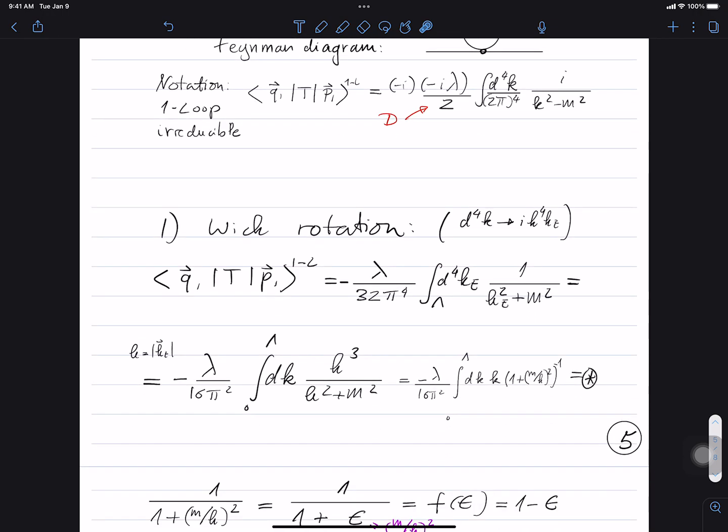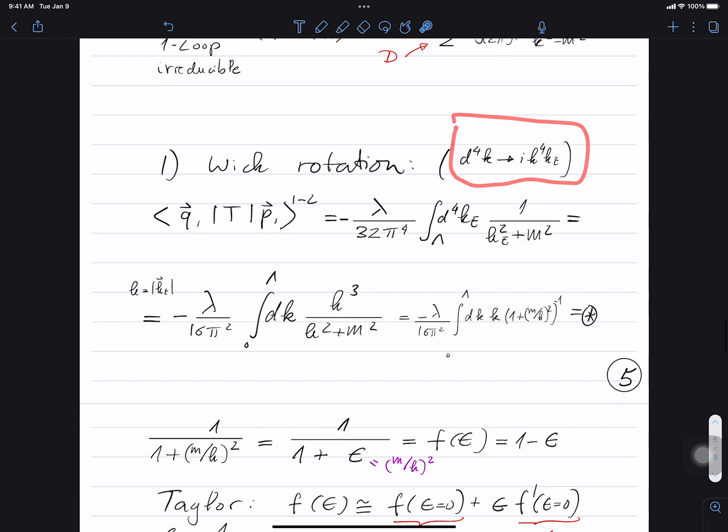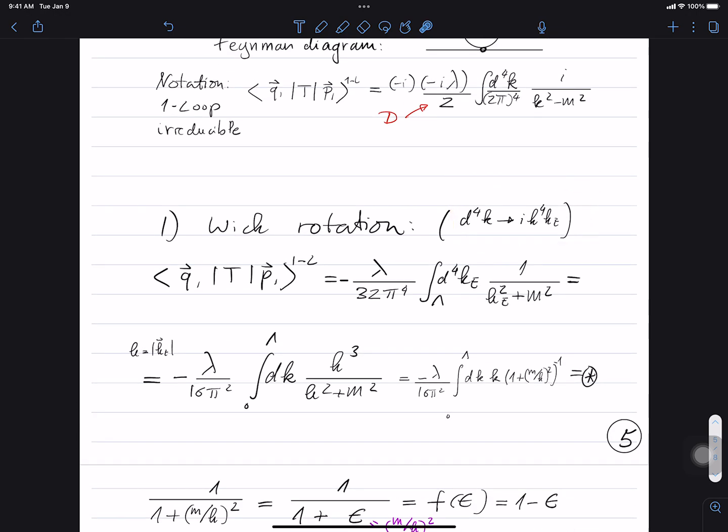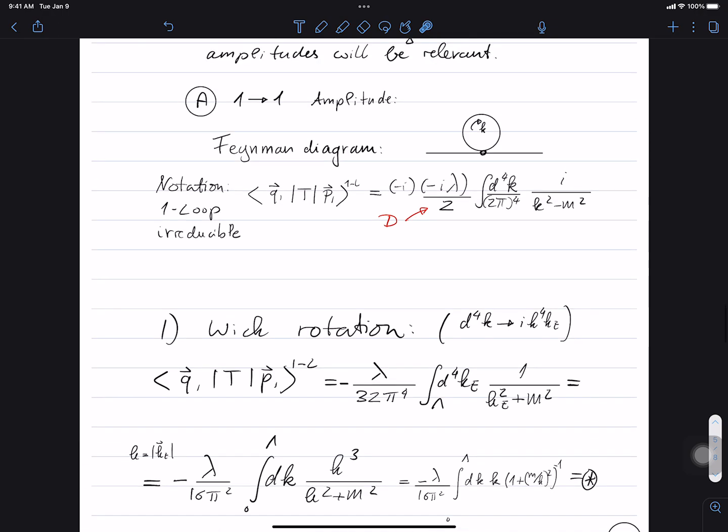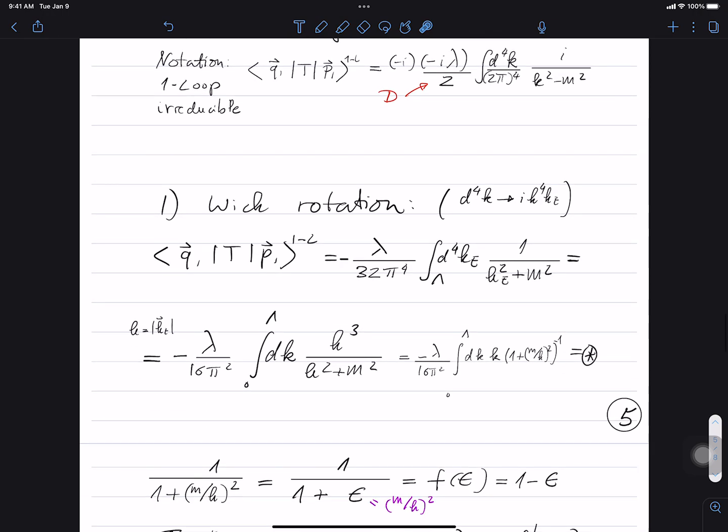Now remember, the Wick rotation gives us an i from the measure, so we get an i that combines with the other i and the i from the propagator to give us a total minus sign without the i. The prefactor is lambda divided by 32 pi to the 4 from the measure and the volume of the 2-sphere. We will use the volume of the 2-sphere momentarily. So after the Wick rotation, we also use the surface of the 3-sphere to simplify the prefactor, and then we are left only with a one-dimensional integral of the absolute momentum.